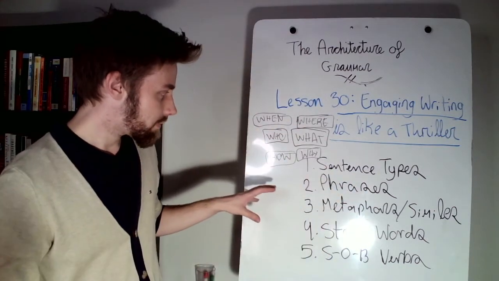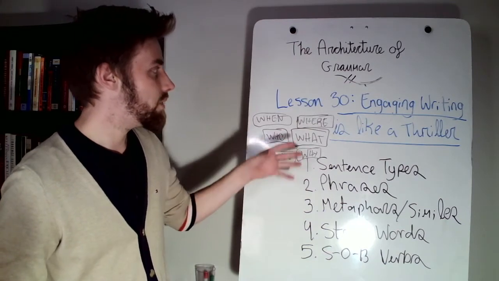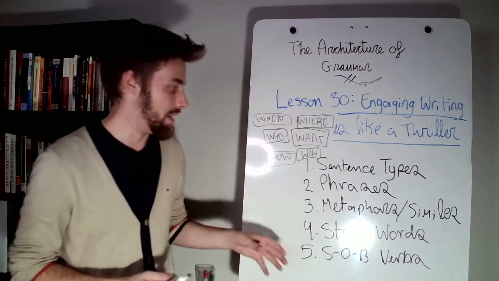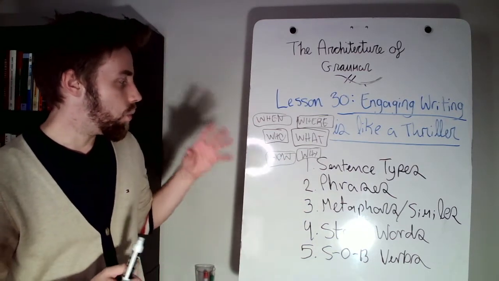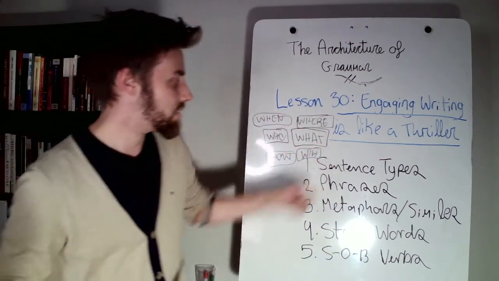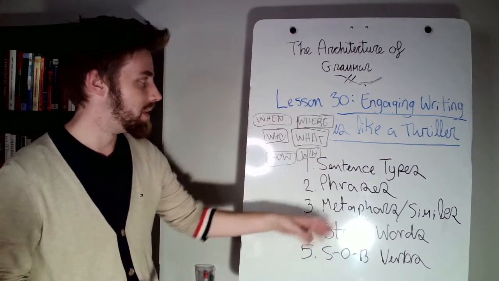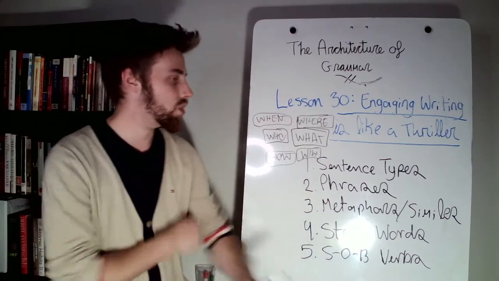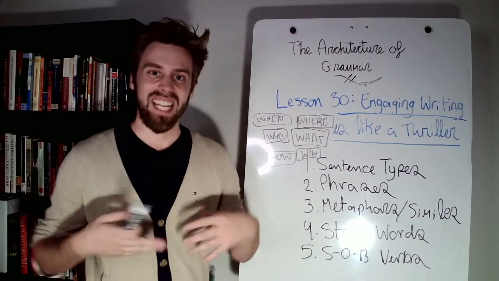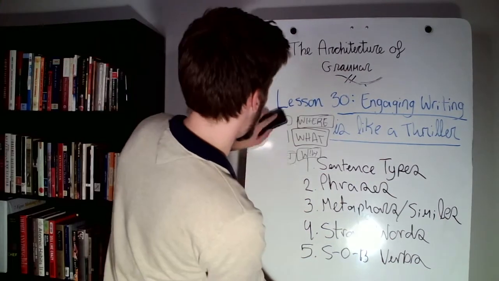So again, the key to creating engaging writing is to use these different elements. So what you want to do is vary everything. You have these sentence types, you have these phrases, you have these metaphors, you have these strong verbs, you have these state of being verbs that you want to avoid. And so what you want to do is create a text, a style that's unpredictable. Let me go a little deeper into what I mean by that.